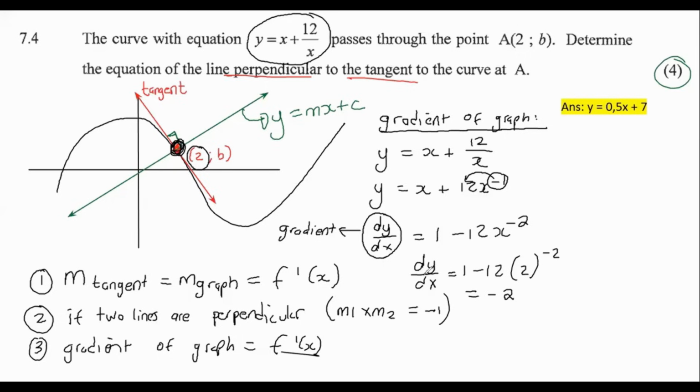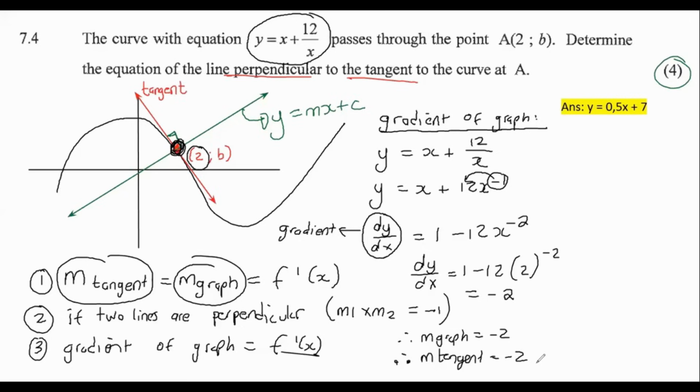So what that now means is that the gradient of the graph is equal to negative 2, right? So let's say that here. Therefore, the gradient of the graph is equal to negative 2. So then what we can see is that the gradient of the graph is always the same as the gradient of the tangent. So now we have the tangent. So the gradient of the tangent is also negative 2.